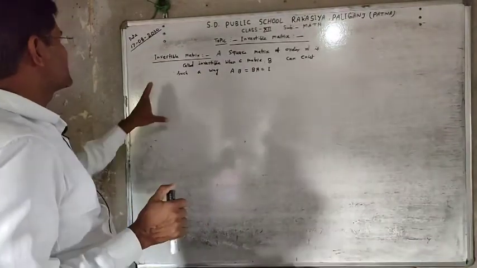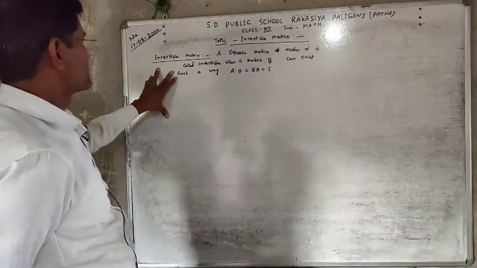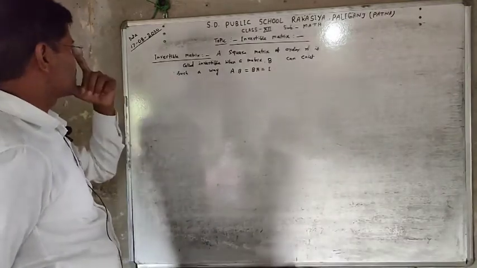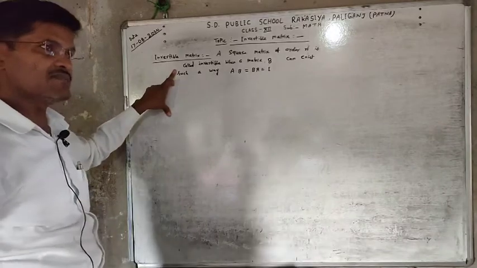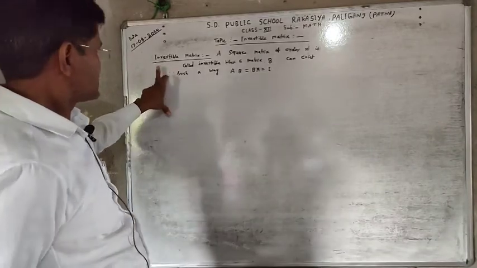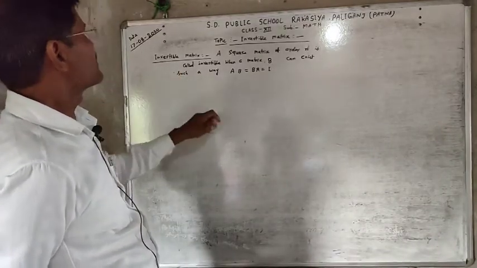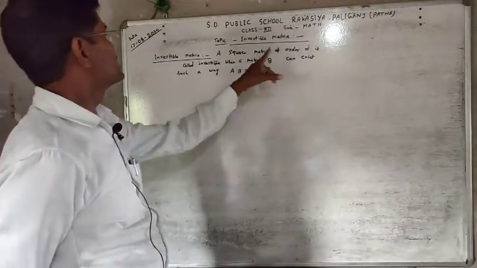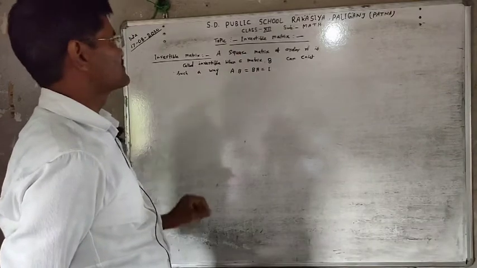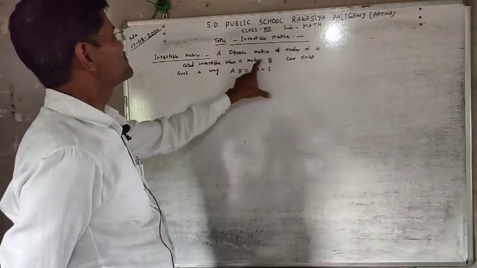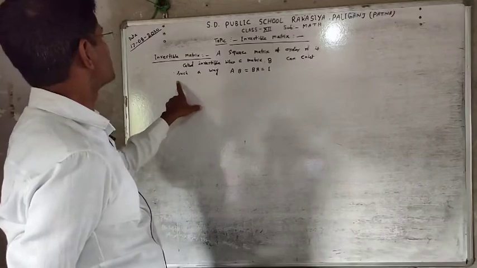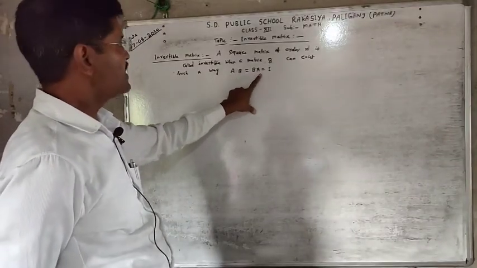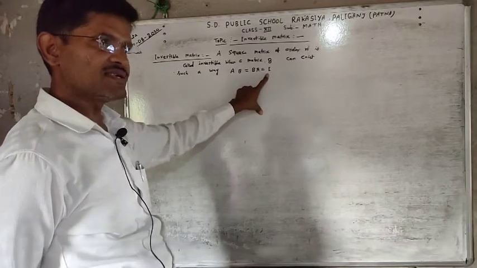In this class, we are going to read about invertible matrix. An invertible matrix is defined as follows: a square matrix A of order n is called invertible when a matrix B can exist such that A into B is equal to B into A is equal to I, the identity matrix.